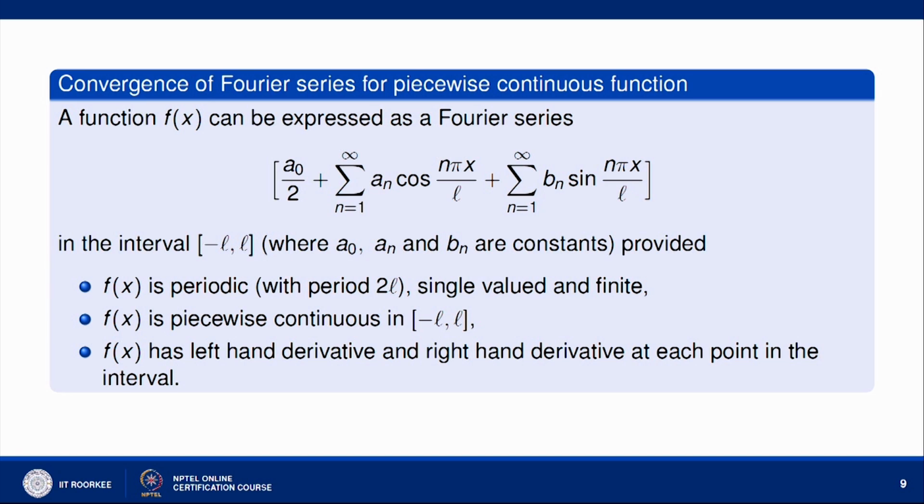Okay. Now, if a function is piecewise continuous, what is the convergence condition for a Fourier series? A function f(x) can be expressed as a Fourier series in the interval minus L to plus L, where a naught, a_n, b_n are constants, provided the function is periodic with period 2L, single valued and finite. The function is piecewise continuous in minus L to plus L, we already discussed what that is, and f(x) has a left hand derivative and right hand derivative at each point in that interval.